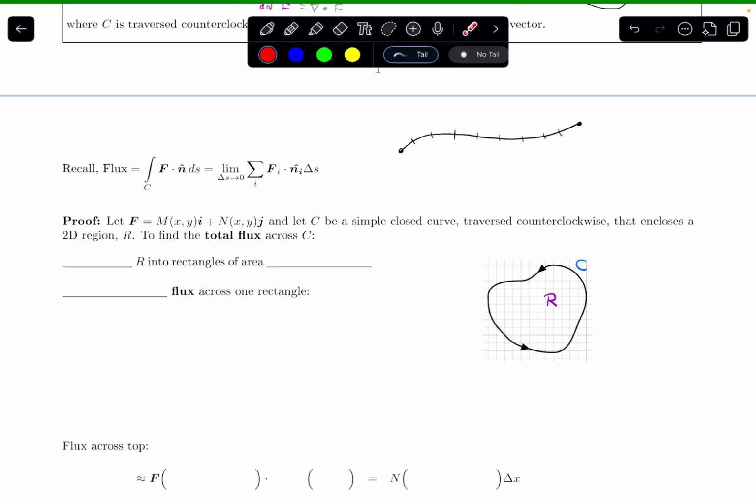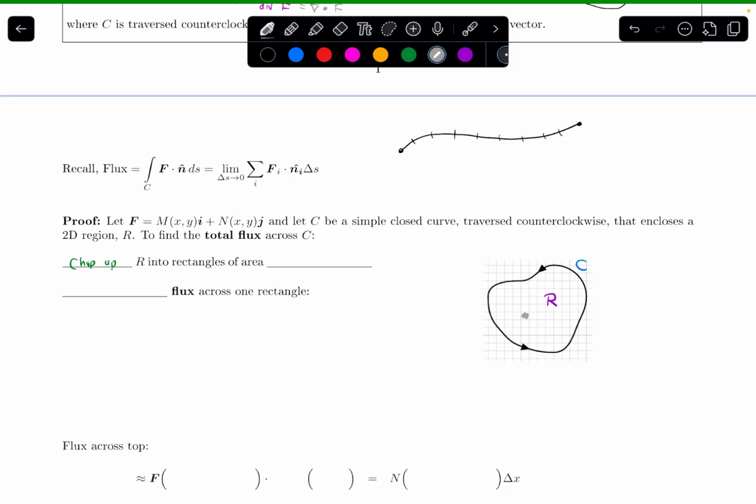If I want to find the total flux across this curve C, instead of doing it with this line integral, let's take another approach. What I'm going to do is chop up the region R into rectangles, all these rectangles that I've drawn in here. And I'll shade in one of the rectangles.